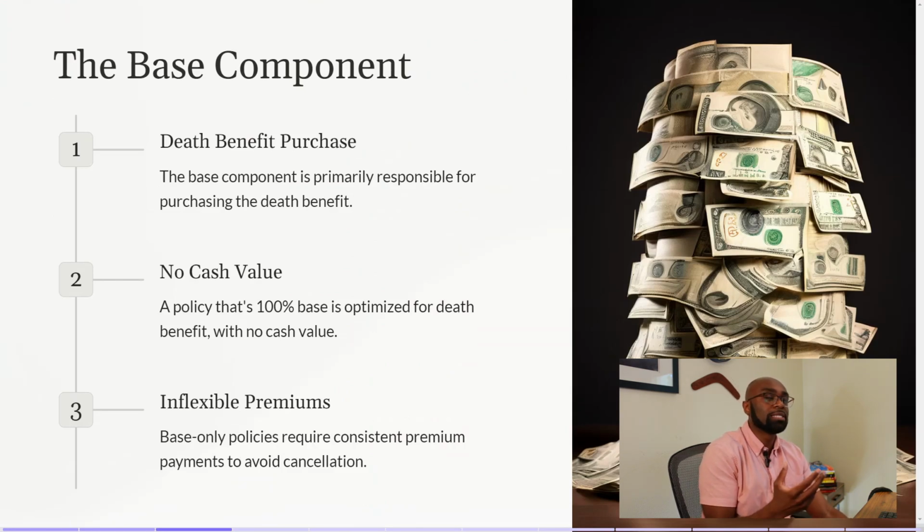So a policy that's 100% base is optimized for death benefit, meaning that there's no cash value, or at least a really small amount, and it just takes a while to catch up to speed. For example, if you have a policy that's 100% base, your cash value in those first couple of years is going to be $0 in most cases. Whatever your premium is, that's what you have to owe every single year. There's literally no flexibility. If you can't make your payments, your policy ultimately gets canceled, especially early on in those policy years.